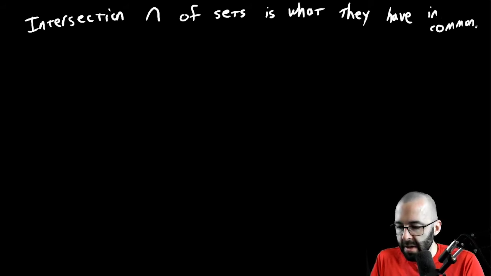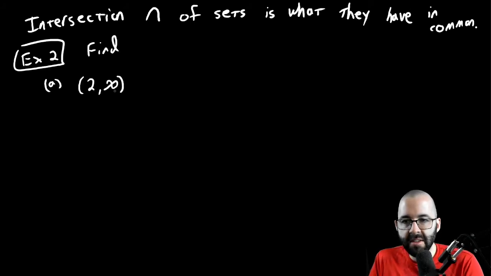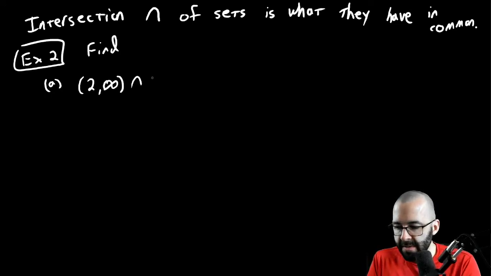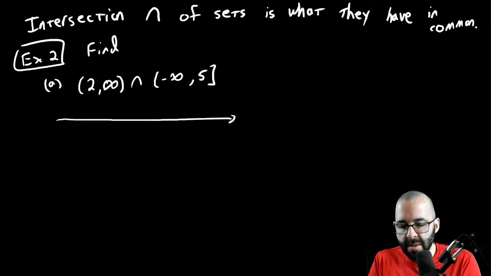Okay, so if I look at some examples, like example 2, and I say find these set intersections. The set 2 to infinity, this is interval notation, but it represents a set. This represents a set of all the numbers between 2 and infinity, not including 2. If we intersect that with the set negative infinity up to 5, what happens? Well, the intersection is just what they have in common. So let's look at a number line. Say 2 is over here, 5 is over here.